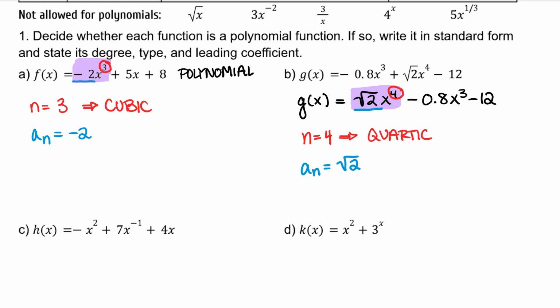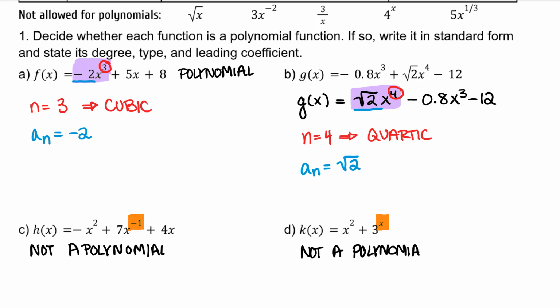Part C is not a polynomial because you have an x to a negative exponent. And part D is also not a polynomial because x is in the exponent.